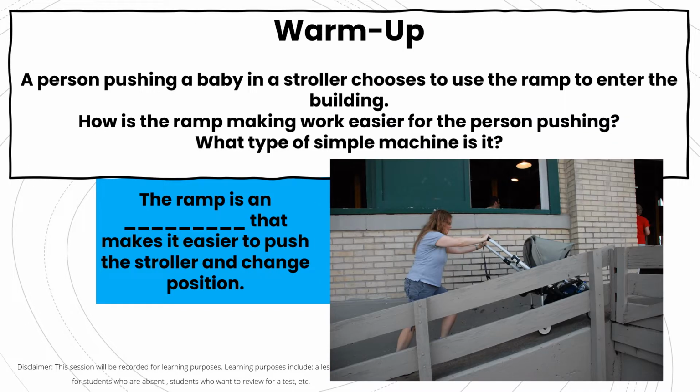So let's look at our warm up. A person pushing a baby in a stroller chooses to use the ramp to enter the building. How is the ramp making work easier for the person pushing? What type of simple machine is that? I want you to think about that. The ramp is what type of simple machine that makes it easier to push the stroller and change the position? I want you to think about those.